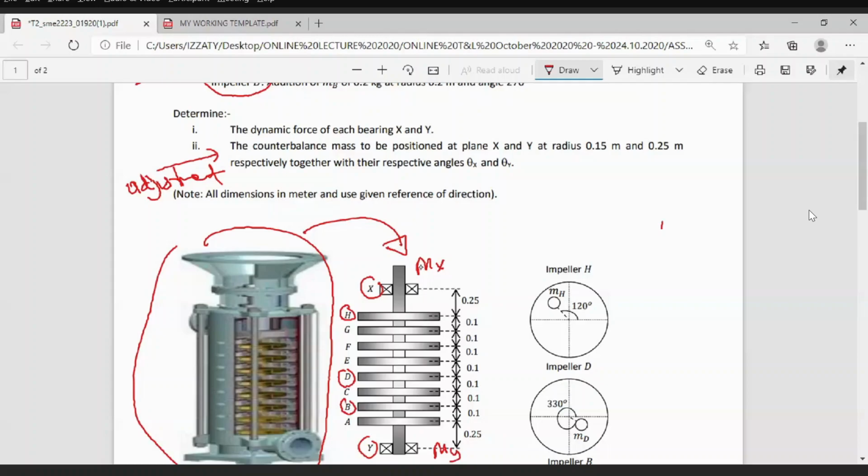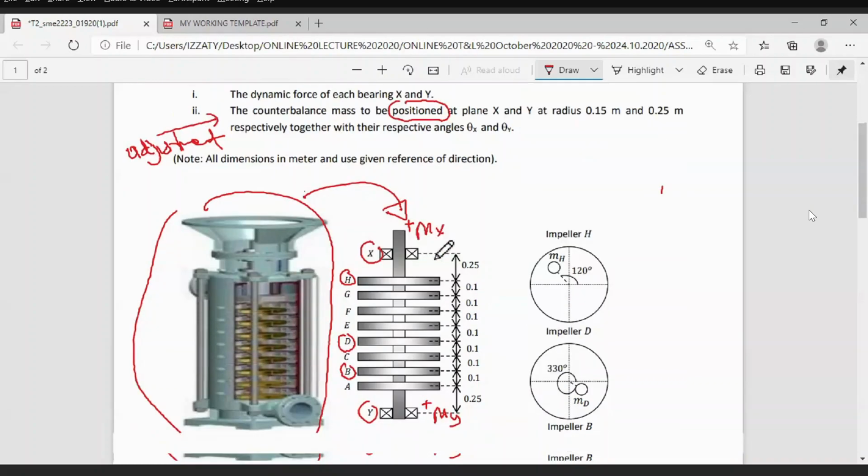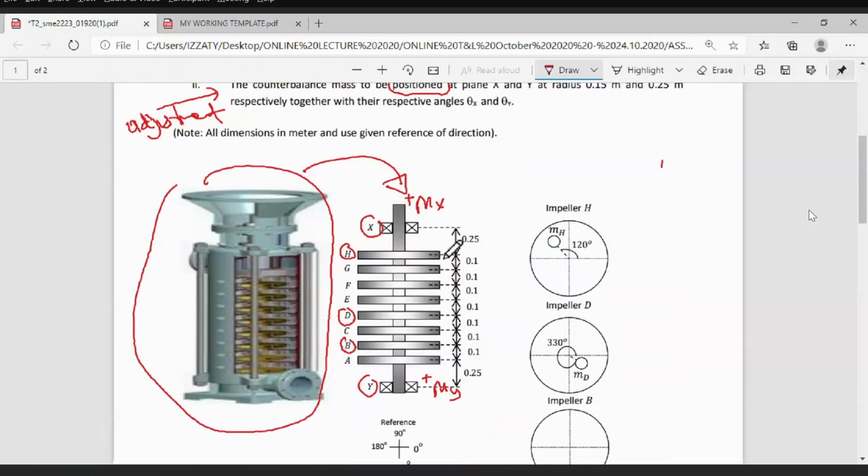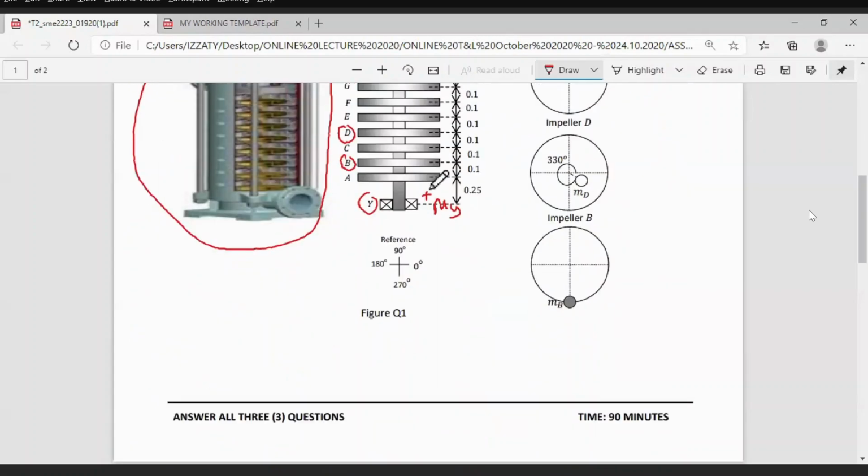Okay, to be positioned, what does it mean? It is plus here and plus here. If it is said that the counter mass should be taken away, then this one becomes negative. Is that clear? So you have to read the equation very, very carefully. Okay, this one I think you can do on your own.